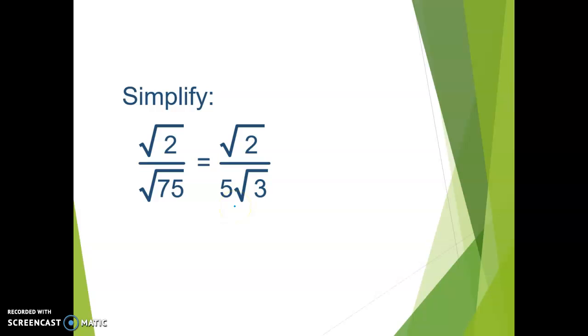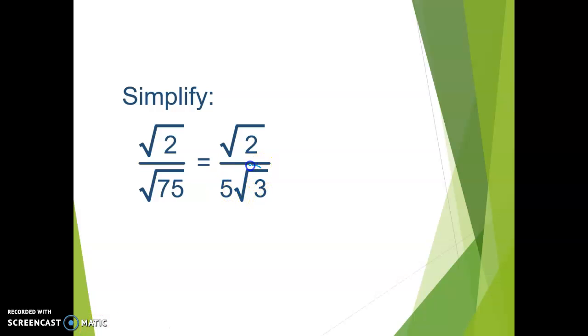Now I can move to rationalizing the denominator. If you wanted to, you could have multiplied both the top and the bottom by the square root of 75 and you still would arrive at the same answer. You're just dealing with larger numbers. And if you are struggling with mental math, you may not want to deal with multiplying by 75. So simplifying first gives us smaller numbers to work with.